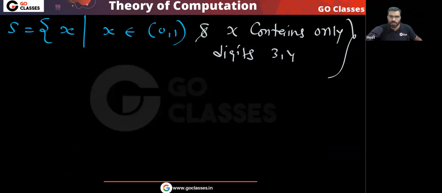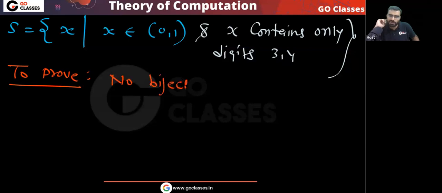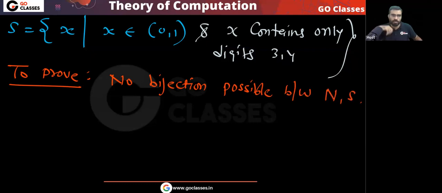I hope you understood. So for that, how to prove that? I want to prove no bijection possible between N and S. This is what we have to prove. What is coming to your mind? What should be our first step? So how to do that?